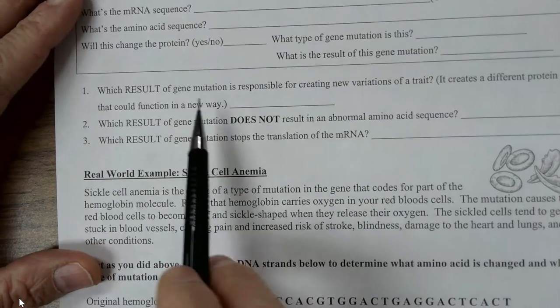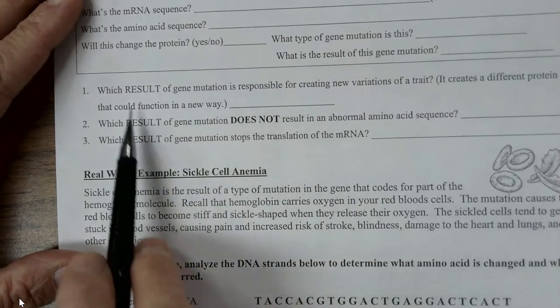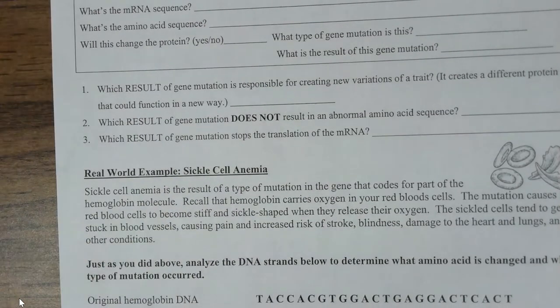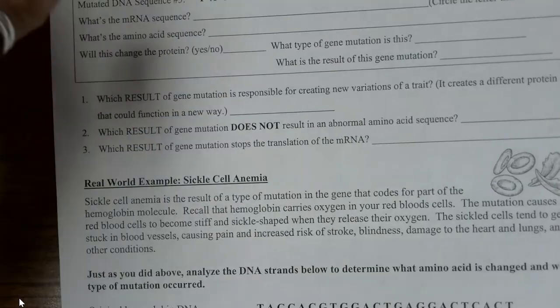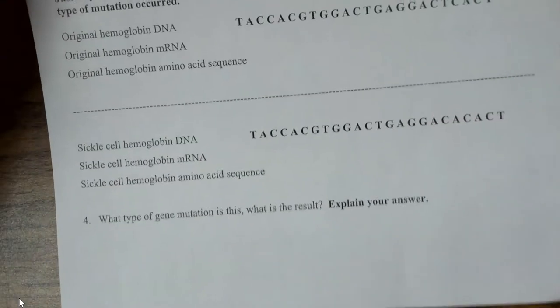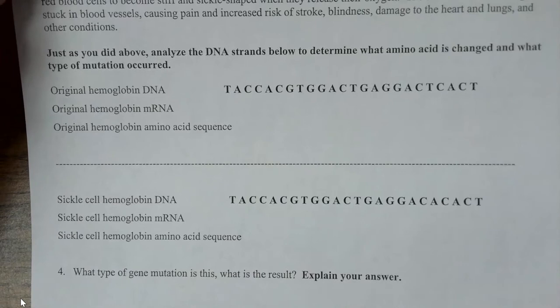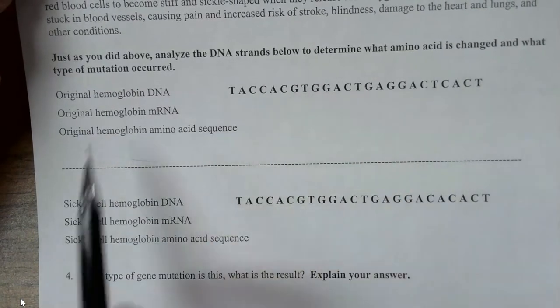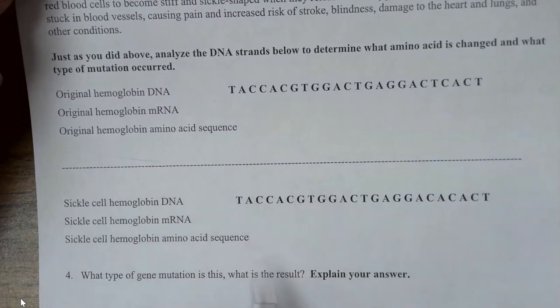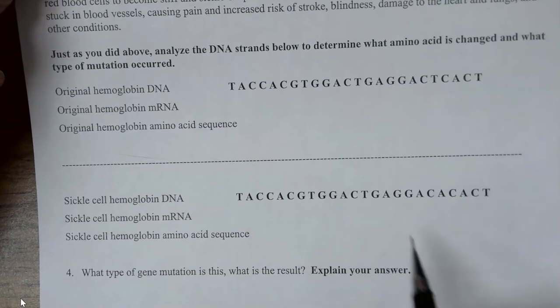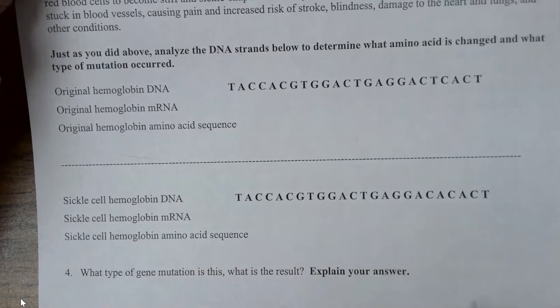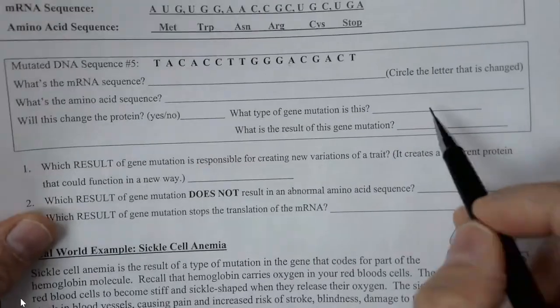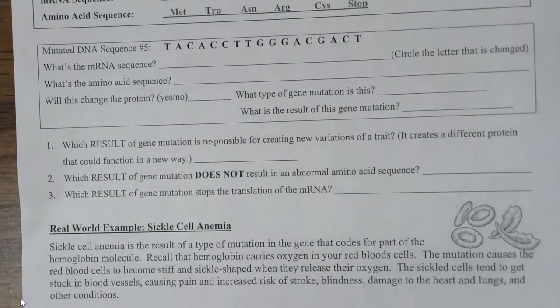Then you're going to do the back side. There are three questions asking about results. Use the directions at the top to help you. The last part is a real-world situation. It is the exact same type of question you've been answering. It's just in a different format. I made you do the original this time and the mutation, so you're going to compare them, and then actually write right here your explanation instead of just writing result and type.